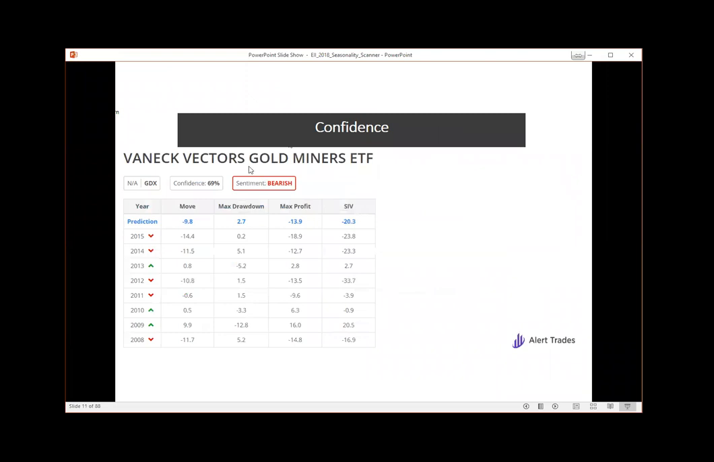So the next thing I want to talk about is this little confidence value here. Okay. And you could see the confidence value is 69% there. Now, I mentioned earlier our formula is different. Okay. And this is a perfect way you're going to see why it is different too.